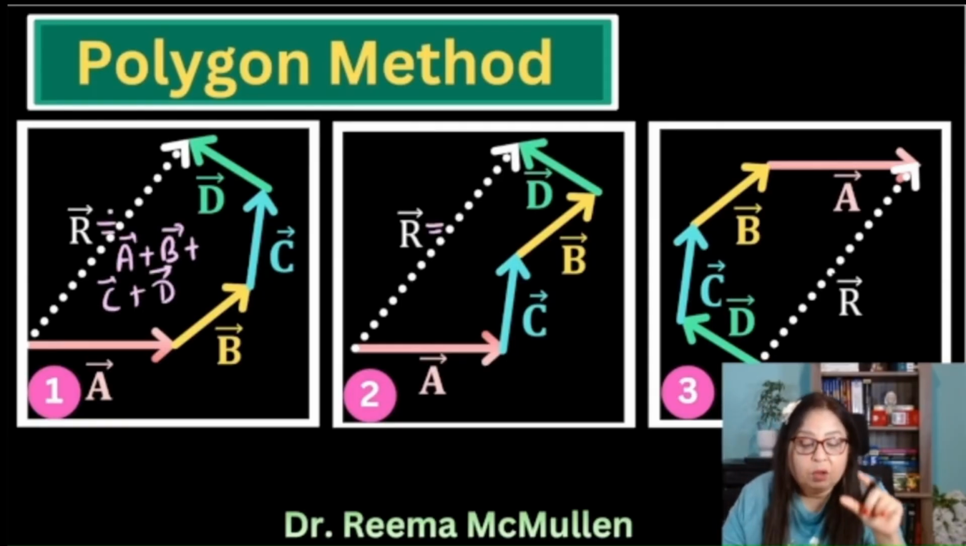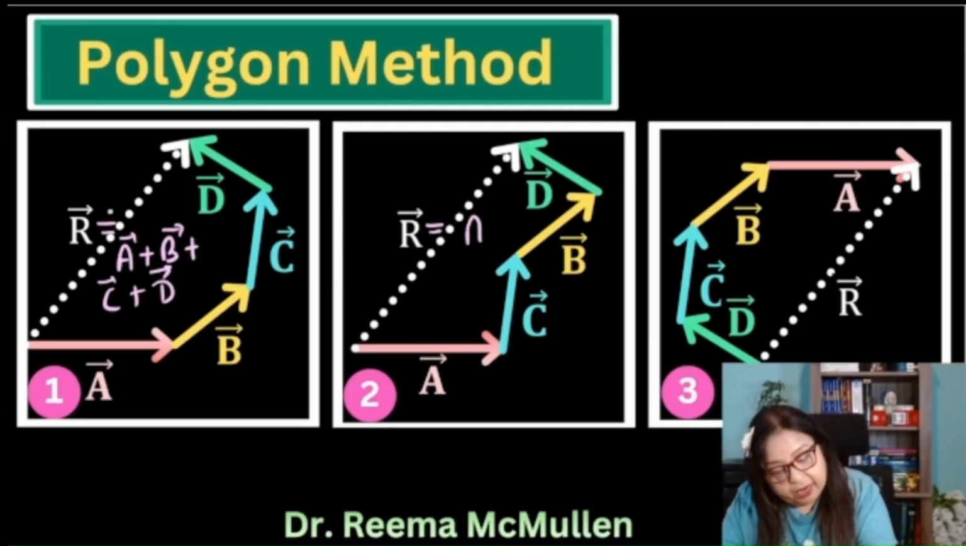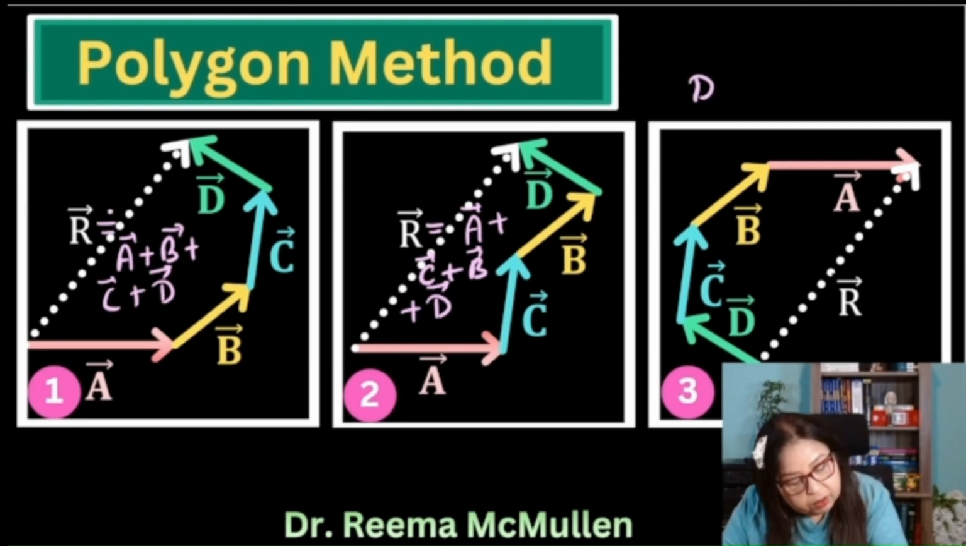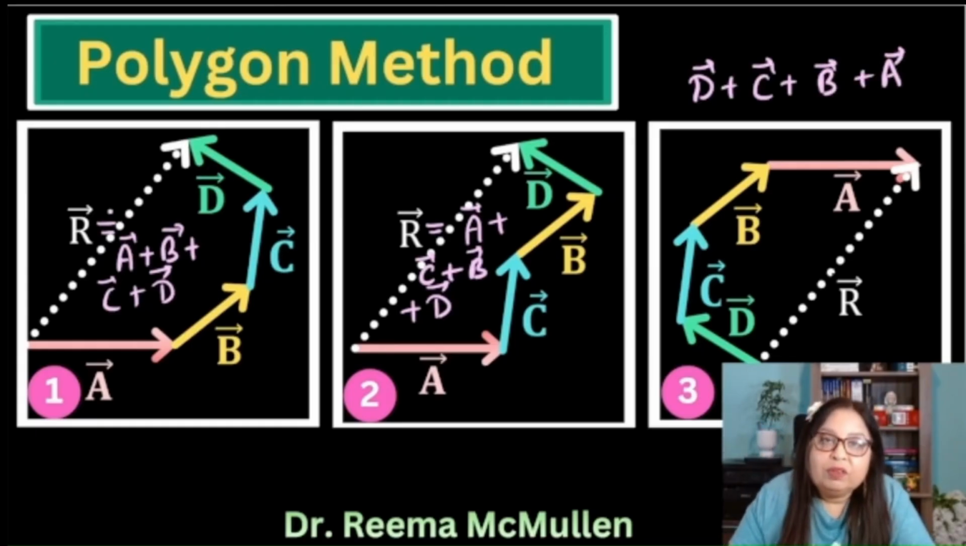For the second diagram, we're again using the polygon method of vector addition, but here we are adding vector A to vector C to vector B and then lastly vector D. So we have swapped the order of vectors B and C here. And then the last one, we're reversing the order of all the vectors. But as you can see, the resultant vector R is the same for all three cases. That means the order of the vectors does not matter even for the polygon method of vector addition.